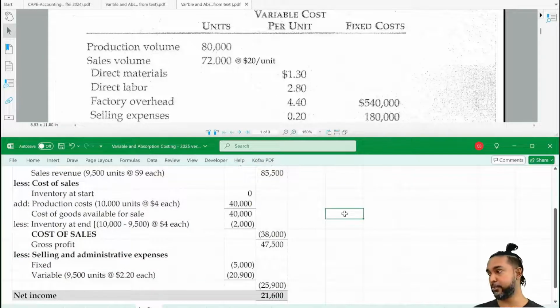Right, so basically you're doing the income statement following the example in the lower part of the screen, but using the information on the upper part of the screen, right?